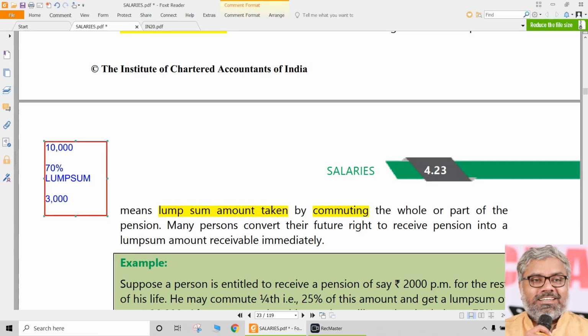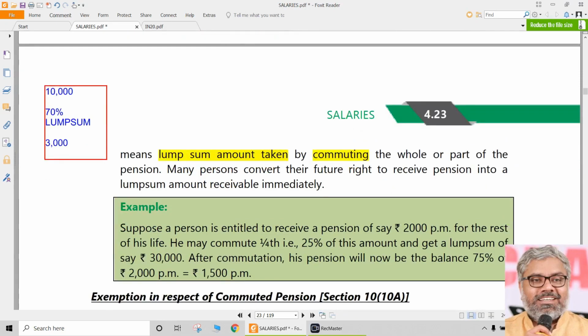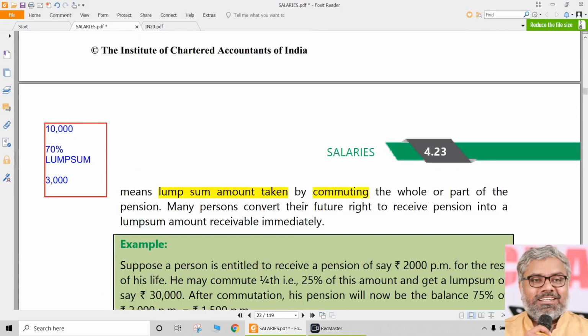And how much is that lump sum amount? You and I cannot decide that. That will be given in the question. That is a fact. Whatever the employer gives to the employee, that is the lump sum amount. We cannot determine it; it should be given. But what we can definitely determine is this: if the pension of a person is 10,000 rupees per month and 70% is commuted, the remaining 30% will still be given as uncommuted pension, which is 3,000 rupees per month periodically in future. After the commutation, in future the employee will receive the uncommuted pension for the remaining portion only.